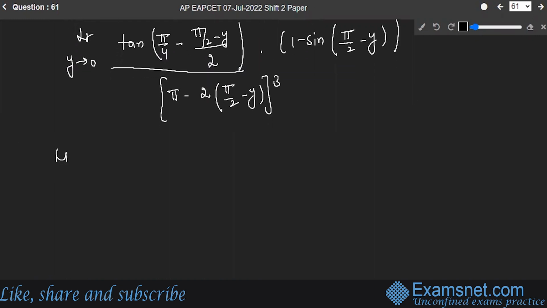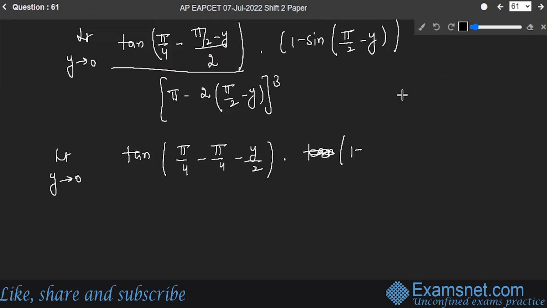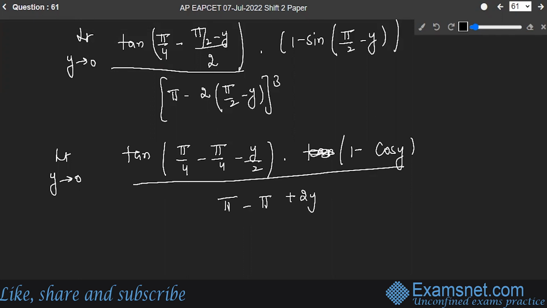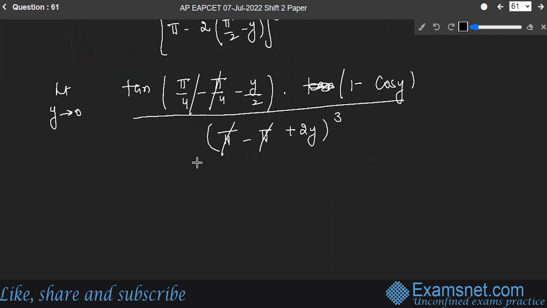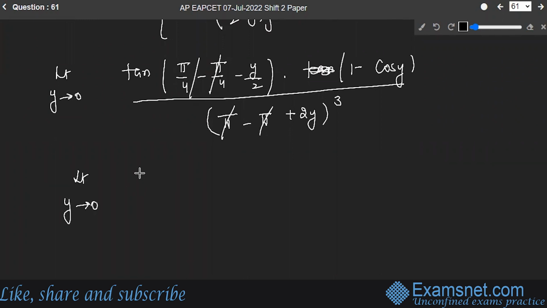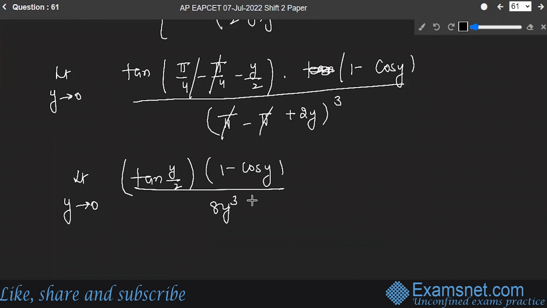So now, limit y approaching 0, tan pi by 4 minus pi by 4 minus y by 2. 1 minus sine pi by 2 minus y can be written as 1 minus cos y only. This is trigonometric ratios of the complementary angles, whole divided by pi minus pi plus 2y whole cube. They will cancel out. You will be left with limit y approaching 0 tan y by 2 into 1 minus cos y upon 8y cube.